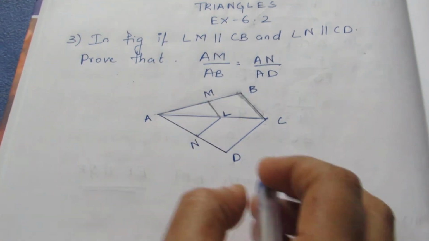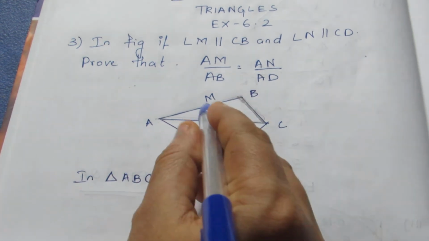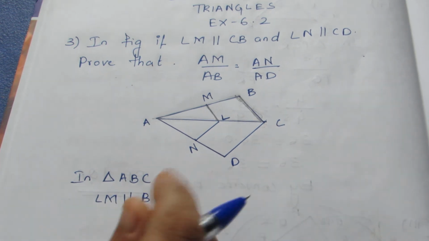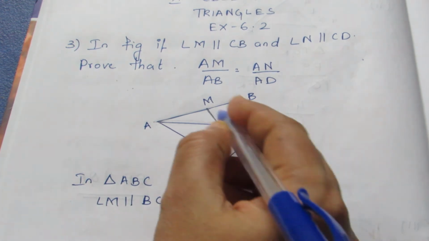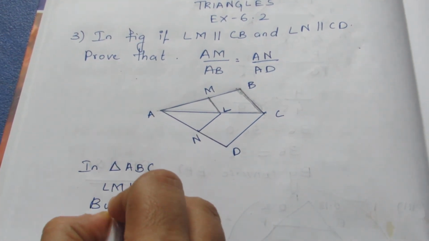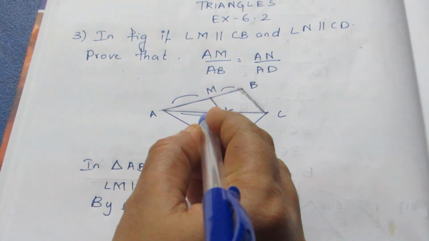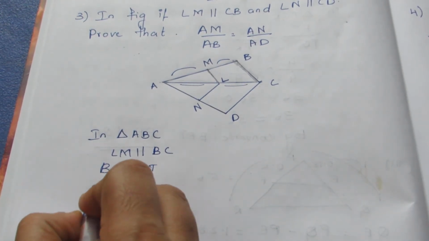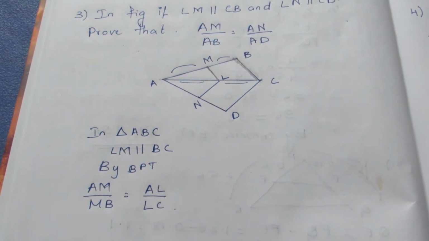Now in triangle ABC, we know that LM is parallel to BC. So from this we can say that as it is parallel, taking this triangle, this is parallel to this. So according to BPT, by BPT we know that AM by MB is equal to AL by LC. So AM by MB is equal to AL by LC.